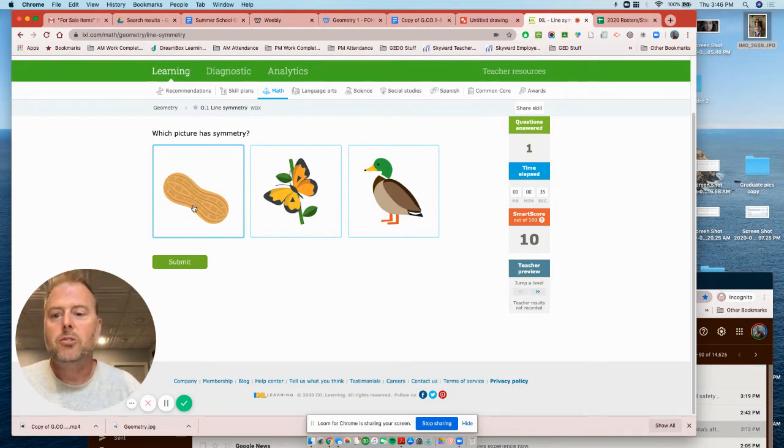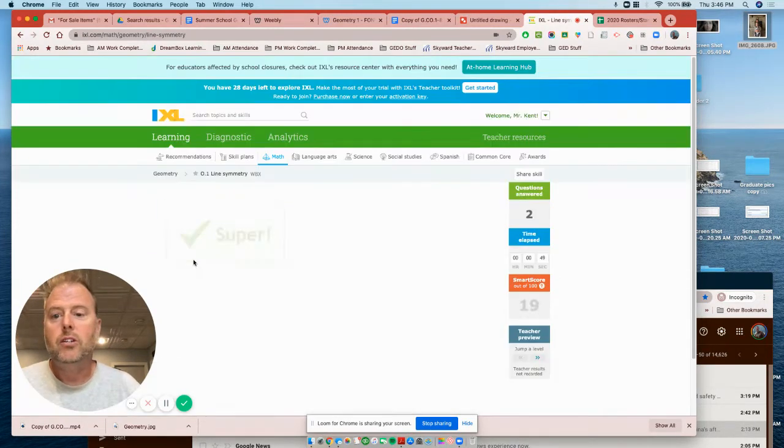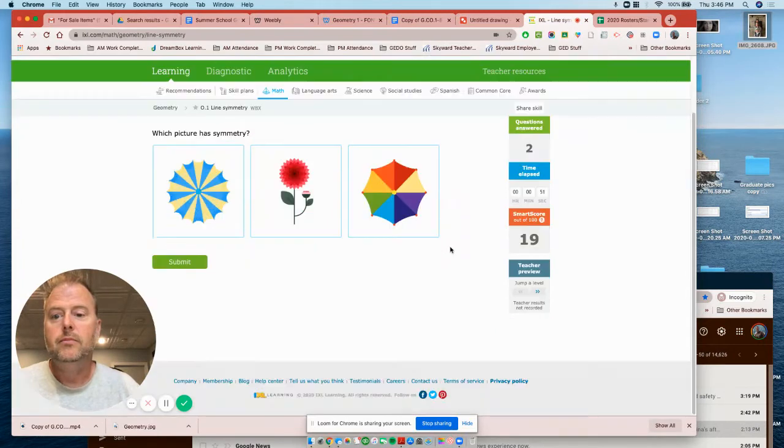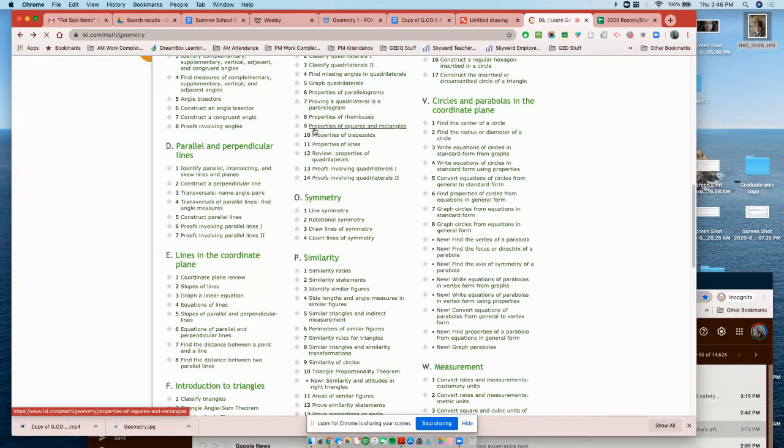As far as other symmetry, let's say, for example, here, this is this peanut. If I drew a line right down the middle of the peanut here, I would get exactly the same image on both sides. I would not get that with a butterfly. I would not get that with a duck. So I would want to choose that. All right. So that is just simple line symmetry.